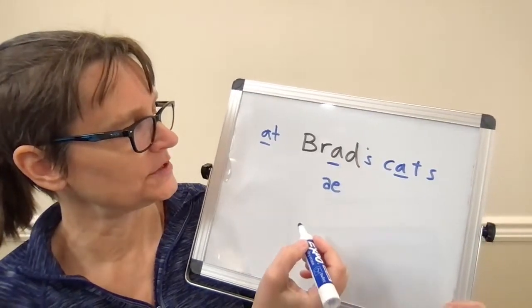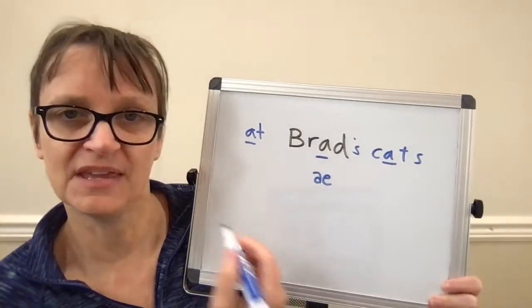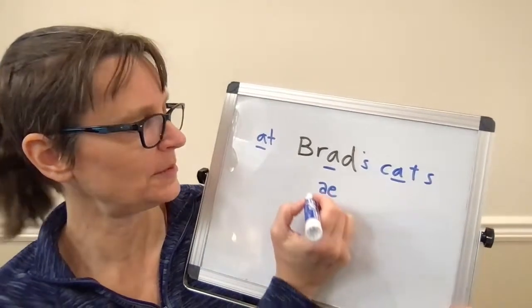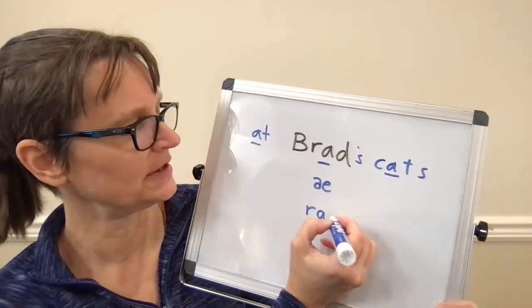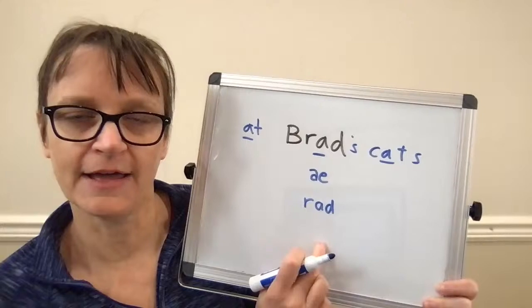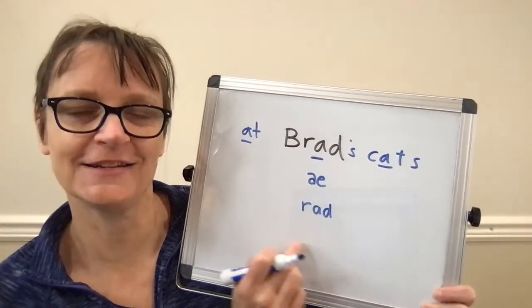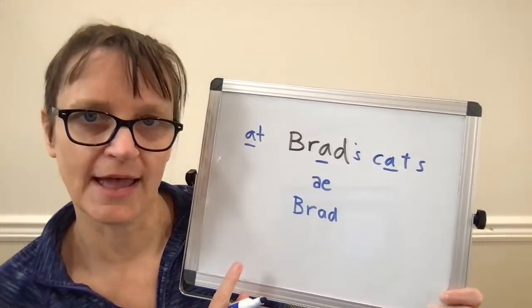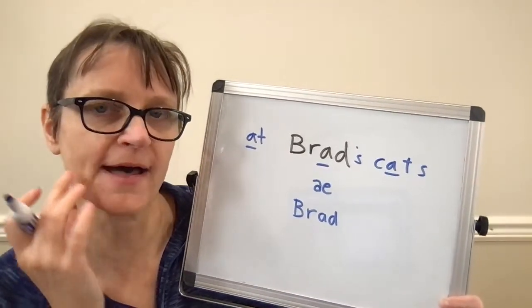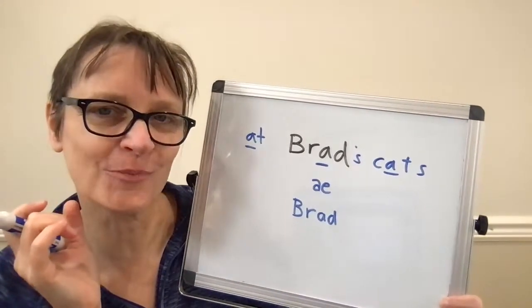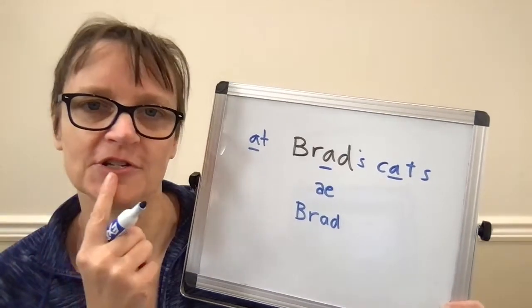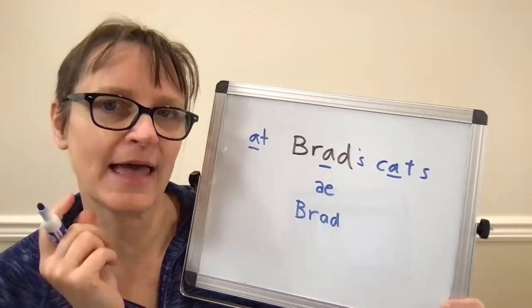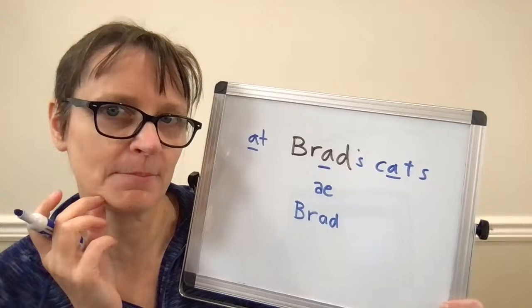Also, you can think about if the BR blend is giving you trouble, trying just to say rad, start on the R, rad, and then add your B, rad, Brad. When I'm saying Brad, my tongue is already in the R position at the start of the word. So I just close my lips to make the B, rad, Brad.